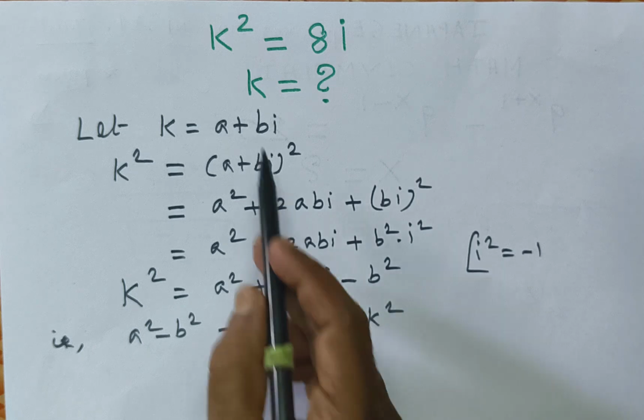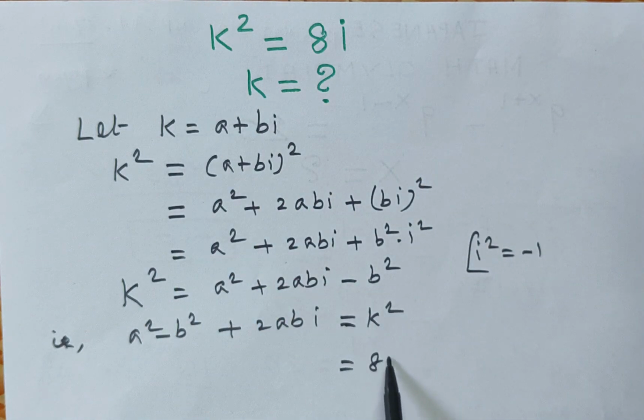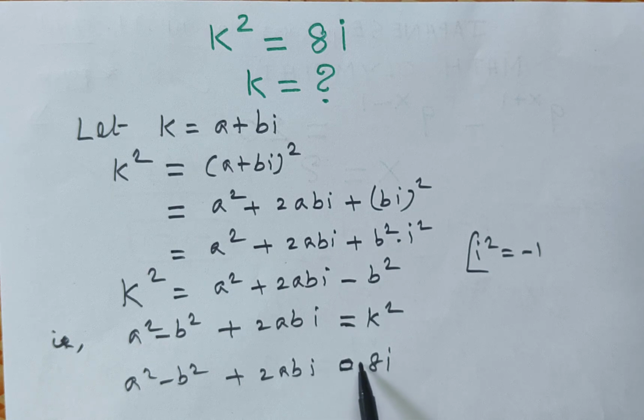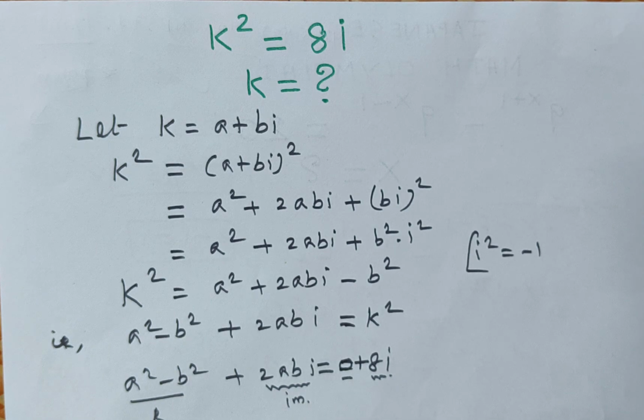The given question is k squared is equal to 8i. That is, a squared minus b squared plus 2abi is equal to 0 plus 8i. We can add 0 plus, 0 plus 8i is 8i only. The real part a squared minus b squared is equal to 0. This is the real part. 2abi is equal to 8i. This is the imaginary part.